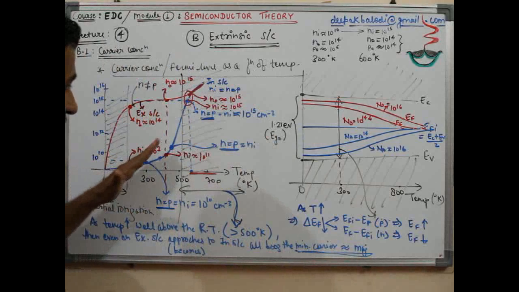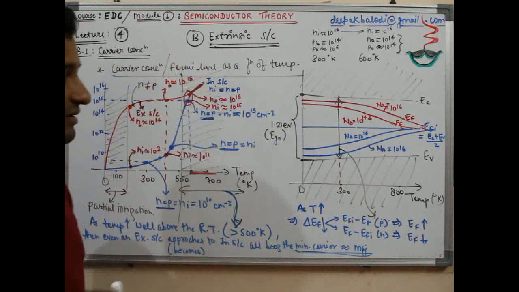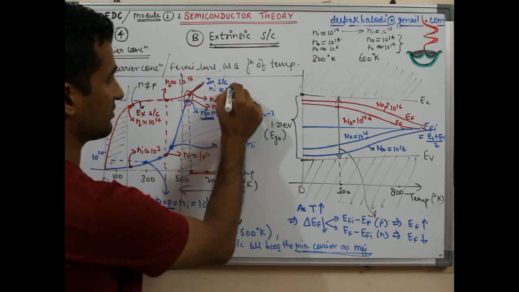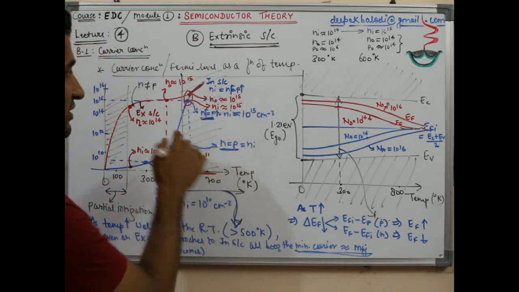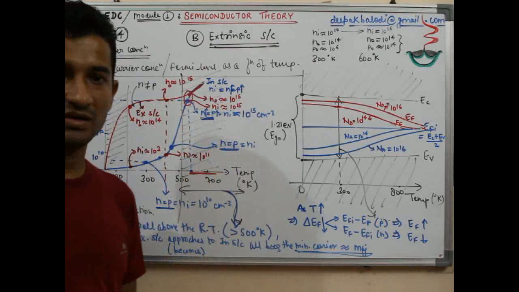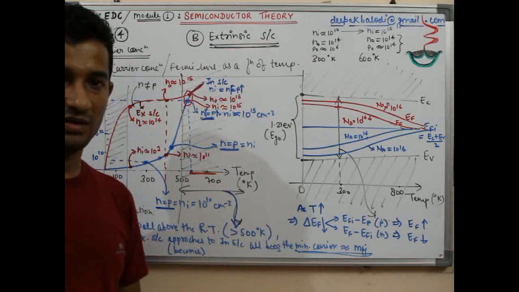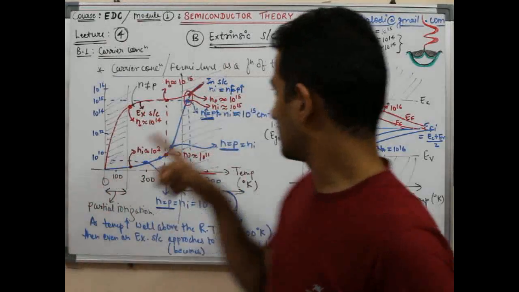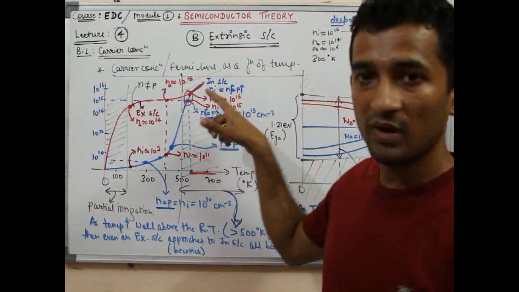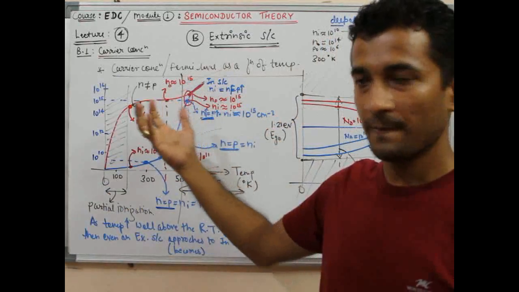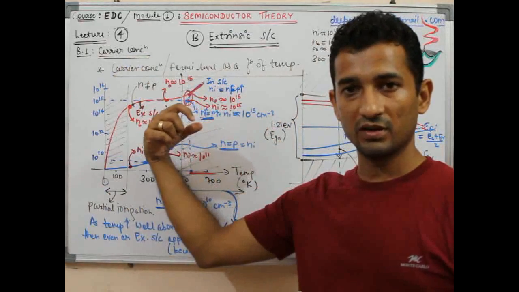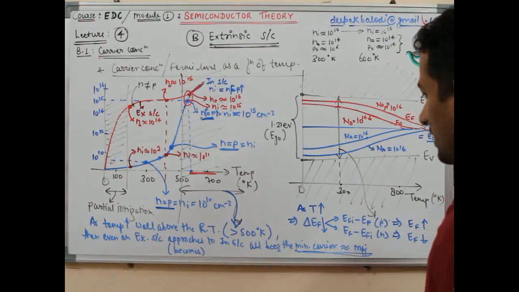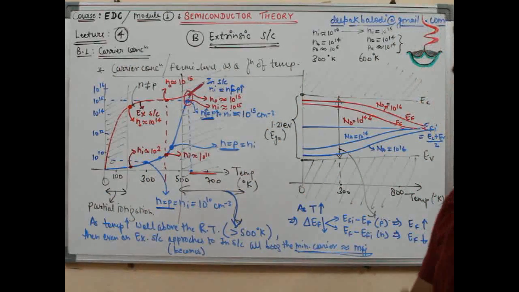On the Ni profile, both N and P are increasing too much. So here N is increased, P is also increased. If both are increased, then you cannot distinguish which one is majority and which one is minority. And this, due to covalent bond breaking, overshadows the extrinsic doped carriers. So with that, we can very clearly understand this concept.